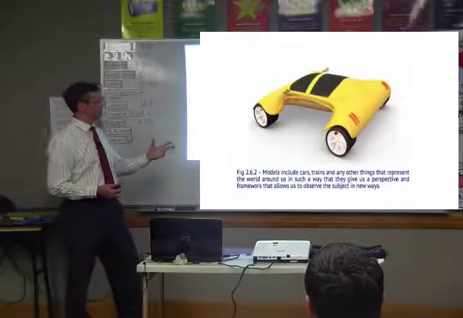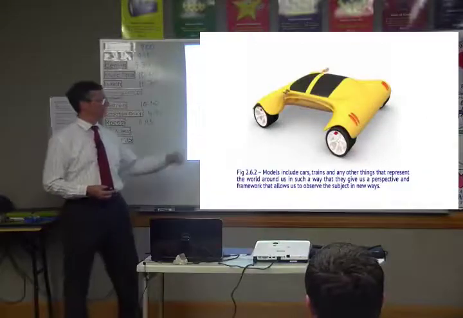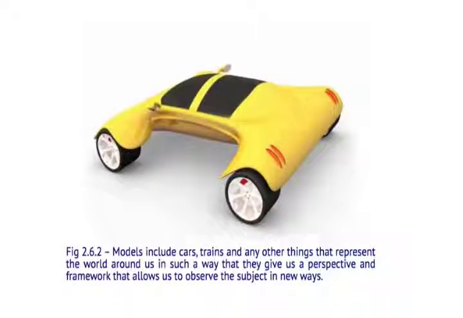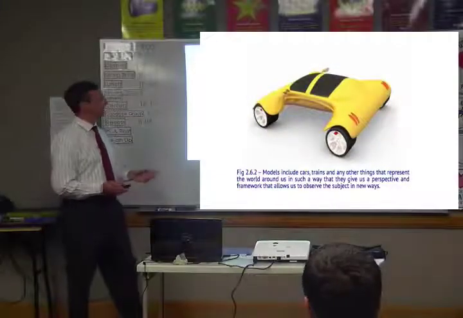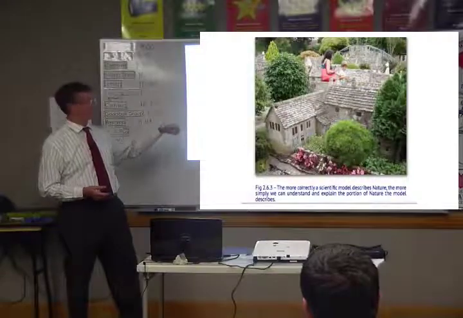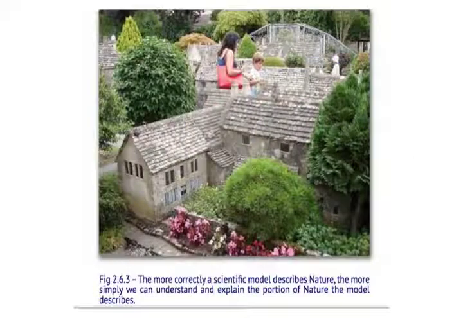Now, sometimes models include cars, trains, other things to represent the world around us, the way they give us perspective, and a framework that allows us to observe in new ways. Right? Get it down to a size that we can really look at it and explore. And the more correctly a scientific model describes nature, the more simply we can understand and explain the portion of nature that that model describes.